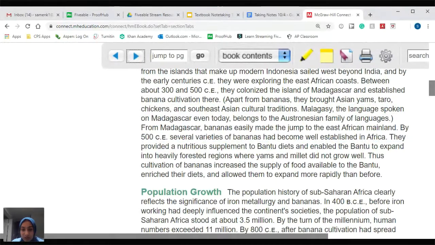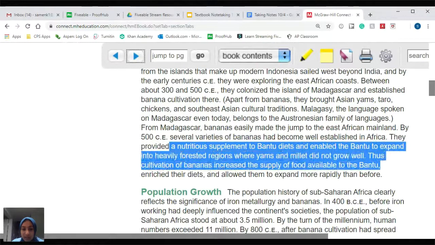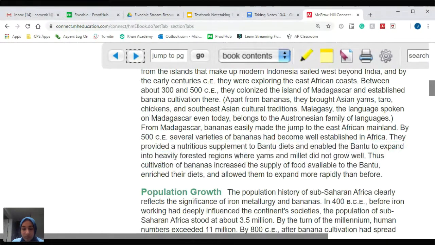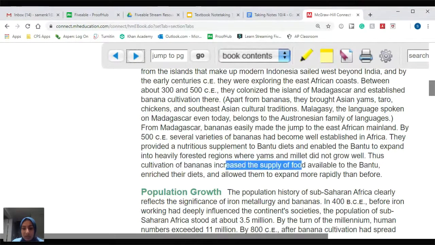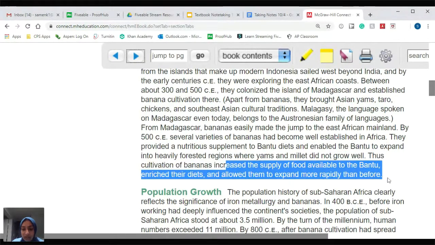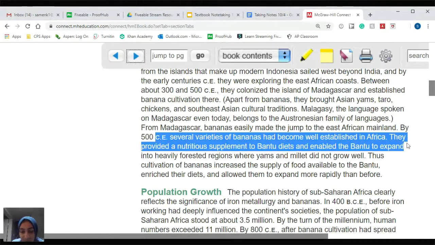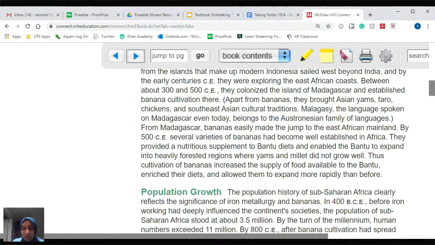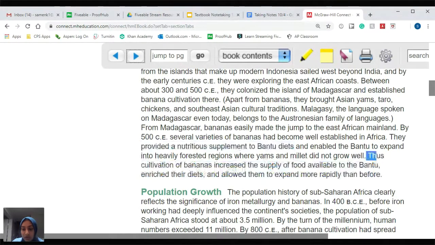So they provided a nutritious supplement to Bantu diets and enabled the Bantu to expand into heavily forested regions where yams and millet did not grow well. Thus, cultivation of bananas increased the supply of food to the Bantu, enriched their diets, and allowed them to expand more rapidly than before. So I think this is important. It talks about how they helped the Bantu diets and allowed them to expand. But this sentence right here just sums up what this was trying to say about the Bantu, so I'm going to focus on this.